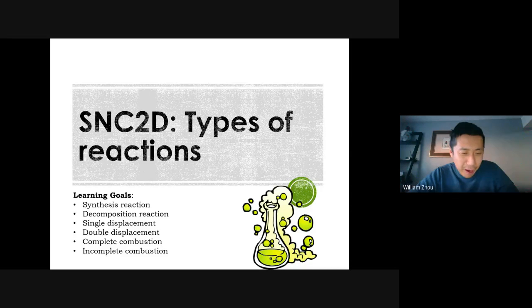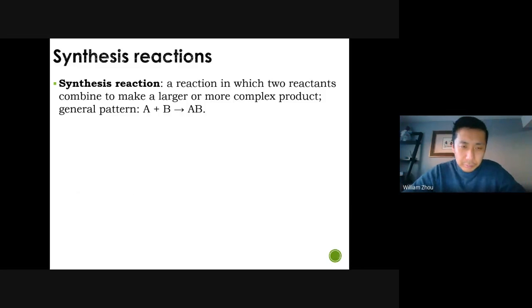Okay, so we're going to look at 5 different types: synthesis, decomposition, single displacement, double displacement, and then combustion. Now, within combustion, there are 2 types of combustion. There's a small difference, and we're going to talk about that. All right, so let's start with the first one, synthesis reaction. The names of these reactions are pretty intuitive.